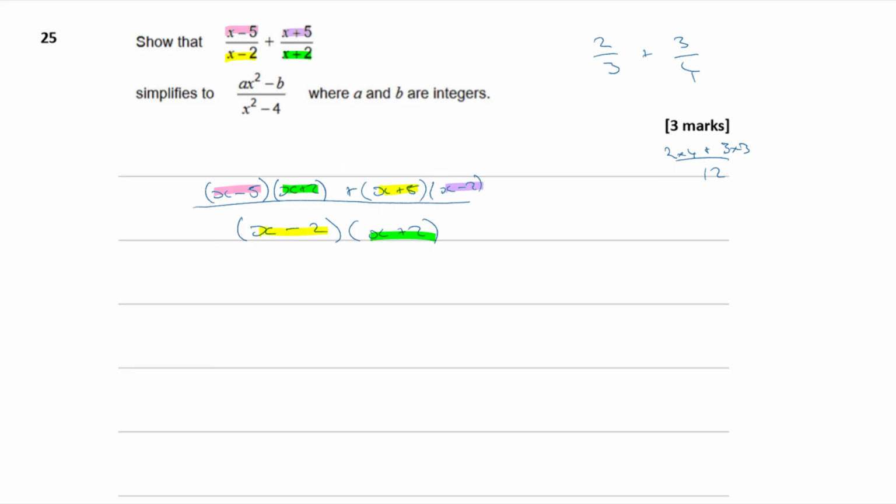Okay, so if you're ever stuck and not quite sure what to do, just do it with numbers and do the same thing with your algebraic fractions. It's just generalized arithmetic, follows all the same rules. Okay, so let's multiply out some of these brackets.